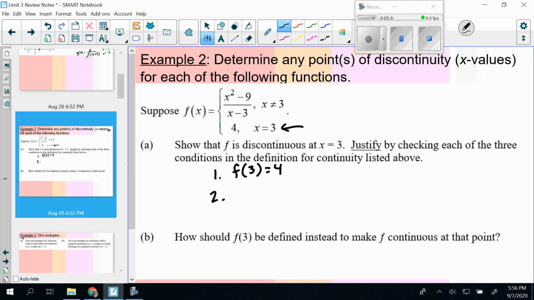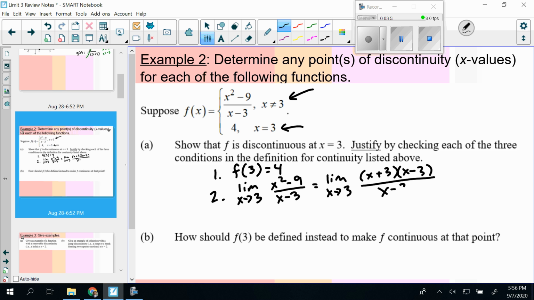Two, does the limit exist? Yeah, the limit here, as x goes to 3, we would actually follow this function, since it's that function everywhere except right at 3. So what would we get if we evaluated this limit here? I think we're going to have to do some factoring in order to figure out this limit. So I'm going to factor the top into difference of squares. Now these would cancel, leaving us with 3 plus 3 or 6. So the limit does exist.